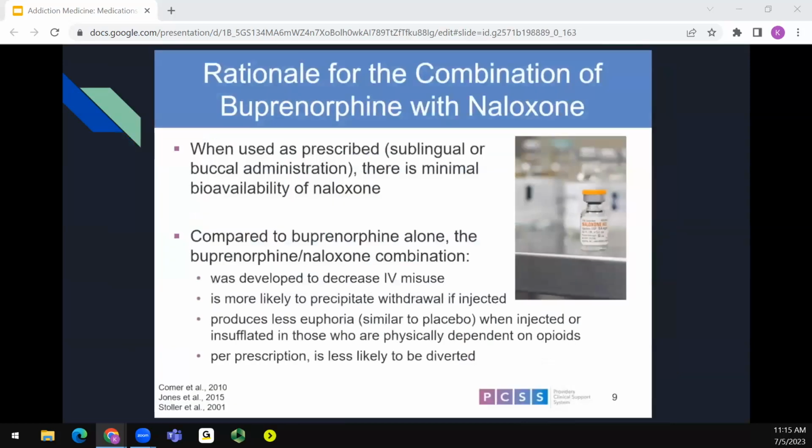So why is Suboxone formulated as buprenorphine with naloxone? This is because naloxone has minimal bioavailability when administered sublingual or buccal. So the Suboxone combination formulation was developed to decrease diversion to IV misuse.